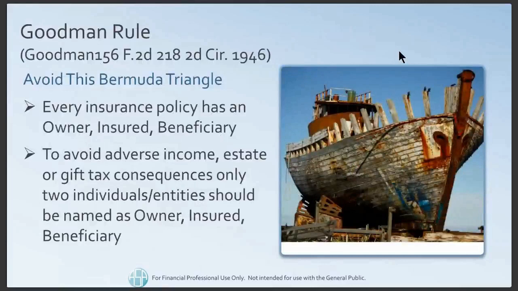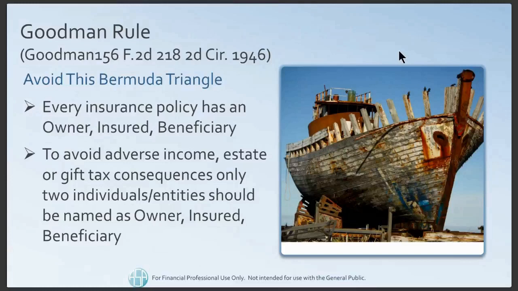The first big issue that we want to discuss is the Goodman Rule. A lot of you have heard of this. Some people call it the unholy triangle or the unholy trinity. I call it avoid this Bermuda Triangle. It's been around a long time, as you can see, 1946. It's really fairly simple to understand, but we see it violated quite often.